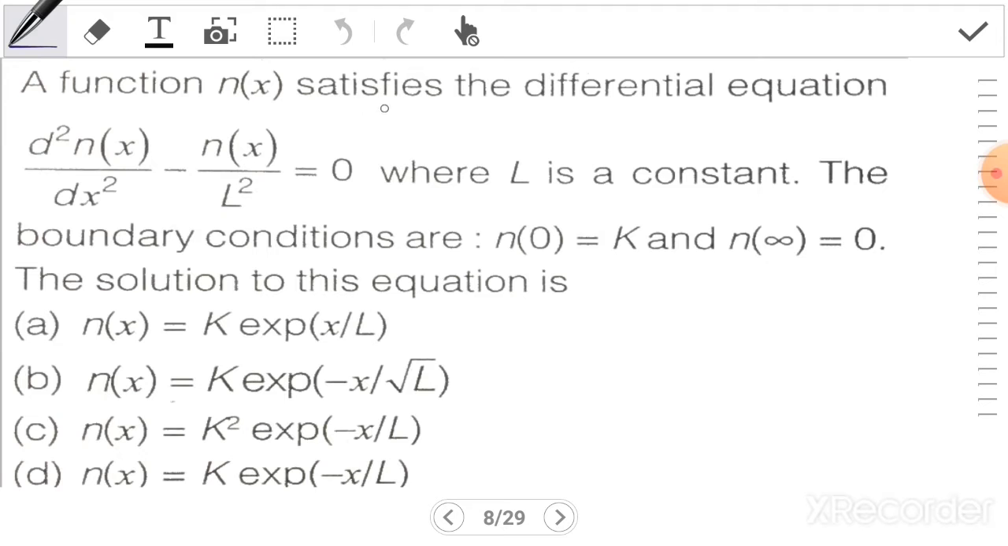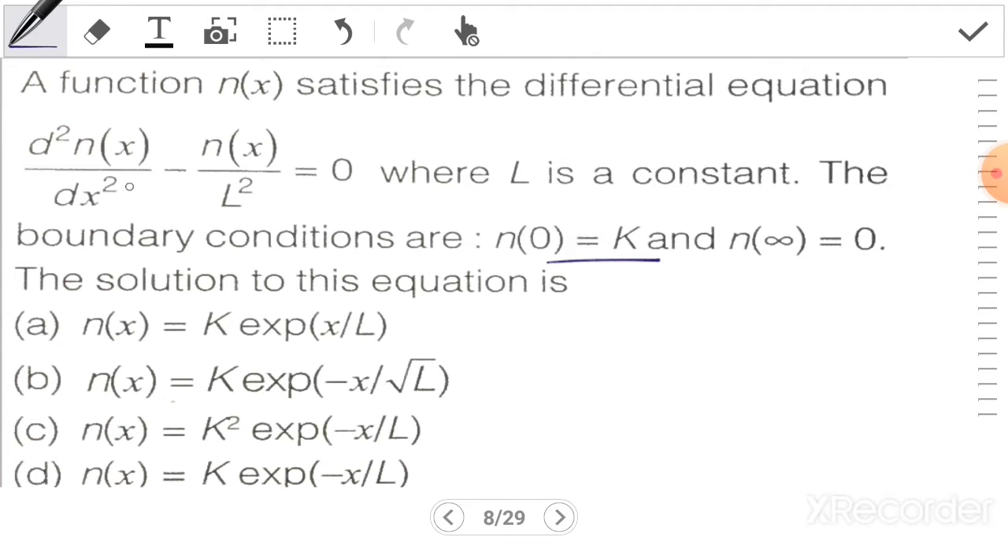The function n(x) satisfies the differential equation d square n by dx square minus n by L square is equal to 0, where L is a constant. The boundary conditions are: at x is equal to 0, n is equal to k, and at x is equal to infinity, n is equal to 0.